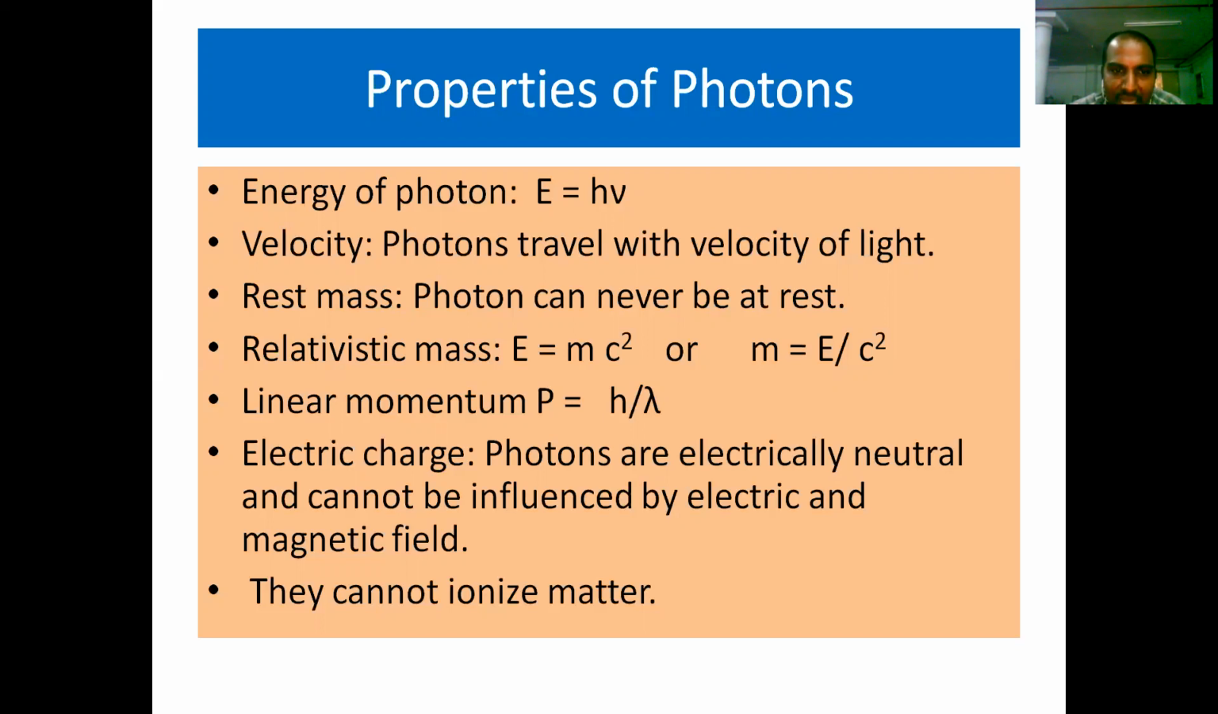And the next property is electric charge. Photons are electrically neutral and cannot be influenced by either electric or magnetic fields. And they cannot ionize matter. That means if you encounter a photon with any matter, it will show a neutral effect.